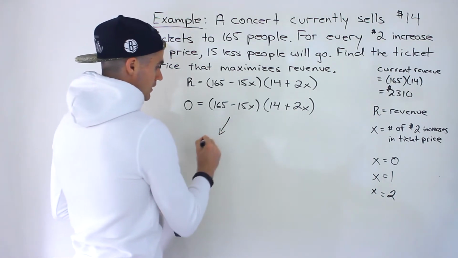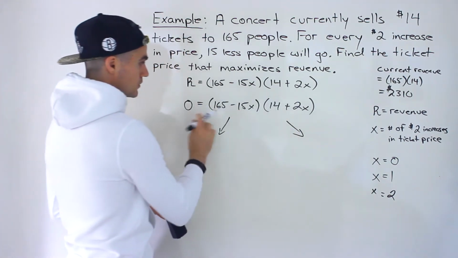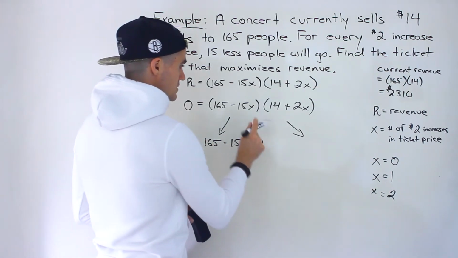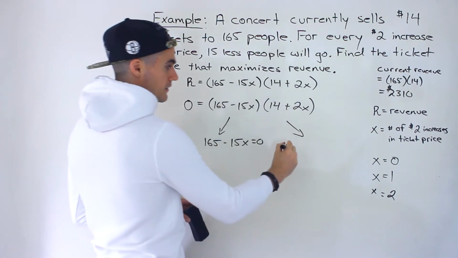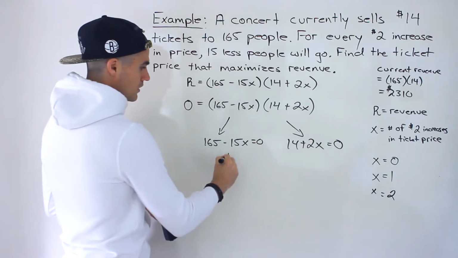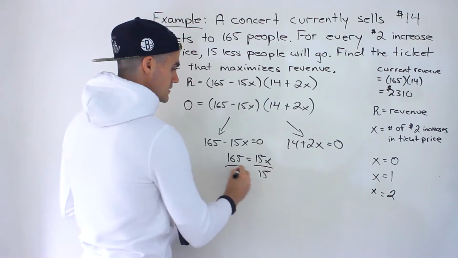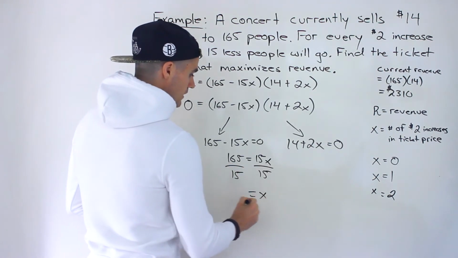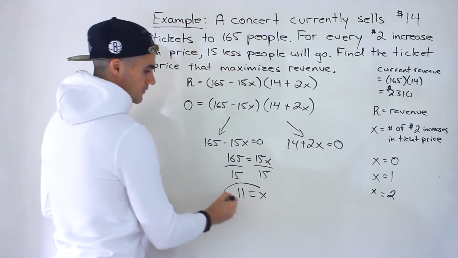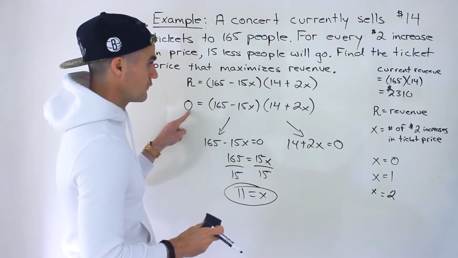So here, to find out what x value makes the revenue equal to 0, we got to find out when is each bracket going to equal 0. Because if one of these brackets is 0, then the whole thing is going to be 0. So there's actually going to be two x values here. So over here, we'll have 165 equals 15x. If we bring this over, divide by 15, divide by 15. And so we'd end up with an x value of 11 over here. Right? So at an x value of 11, the revenue would be 0.